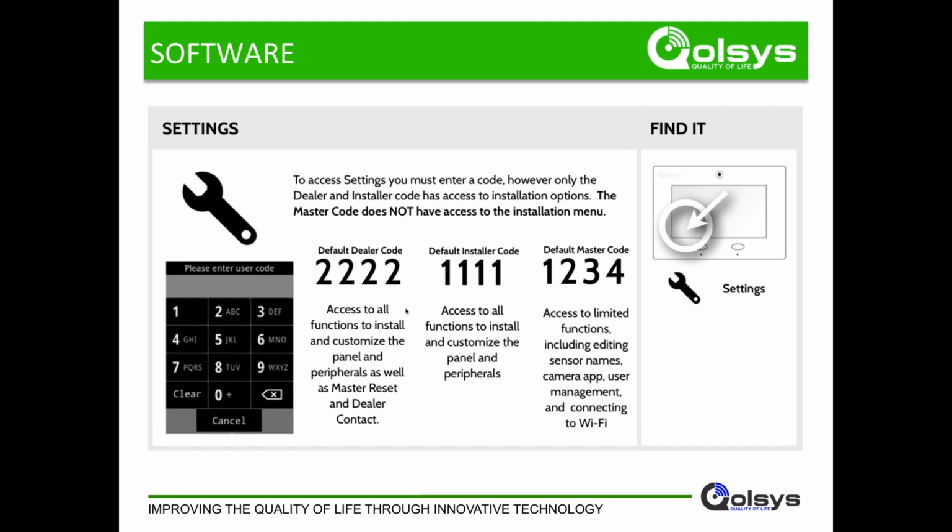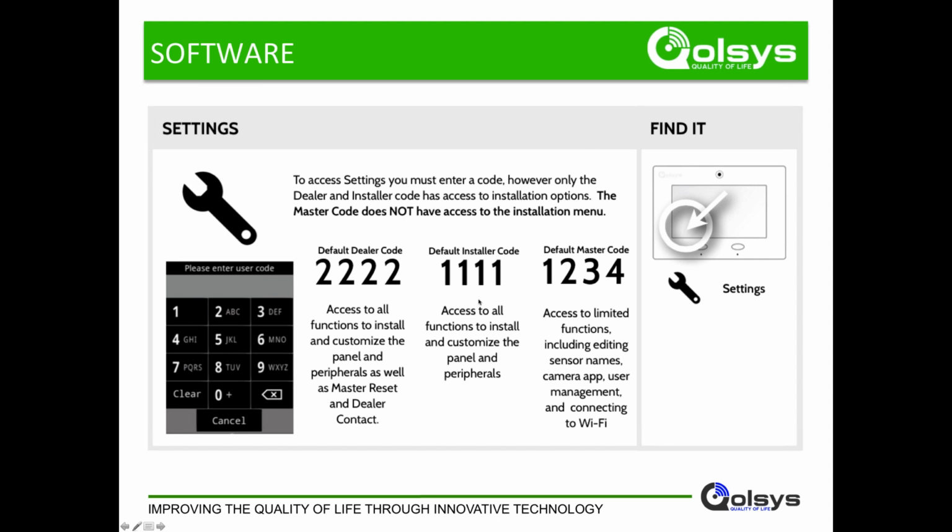Now the dealer code is going to give you access to everything on the system. There's nothing that the dealer code cannot access. It's going to give you access to every setting, every nook and cranny, everything basically. The installer code will give you access to almost everything. In fact, this is the one that most people use when they're installing. One of the main things the dealer code can do that the installer code can't do is right here. It's master reset. So if you just want to factory default the panel completely, wipe it factory fresh back to new, you'll need the dealer code to do that.